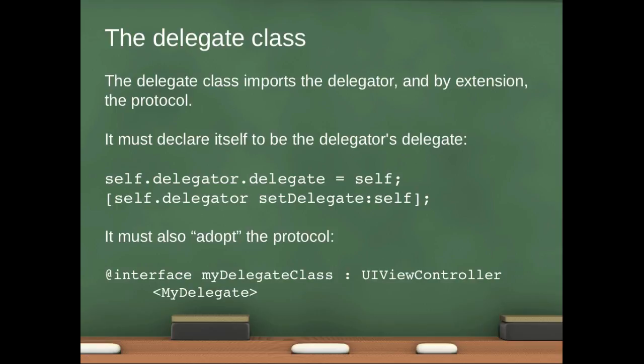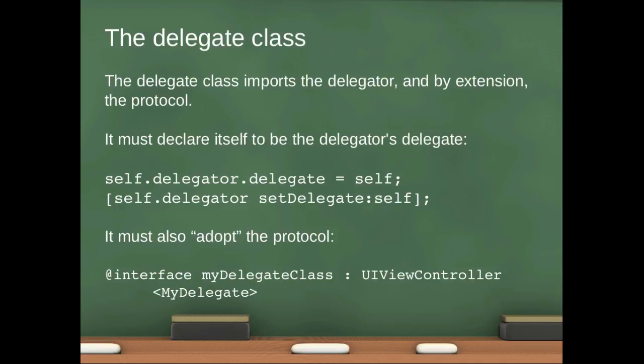So we do this by using the self.delegator.delegate property and setting that equal to self. This makes the delegate class the delegator's delegate. Follow that through. I'll say it again. It makes the delegate class the delegator's delegate.